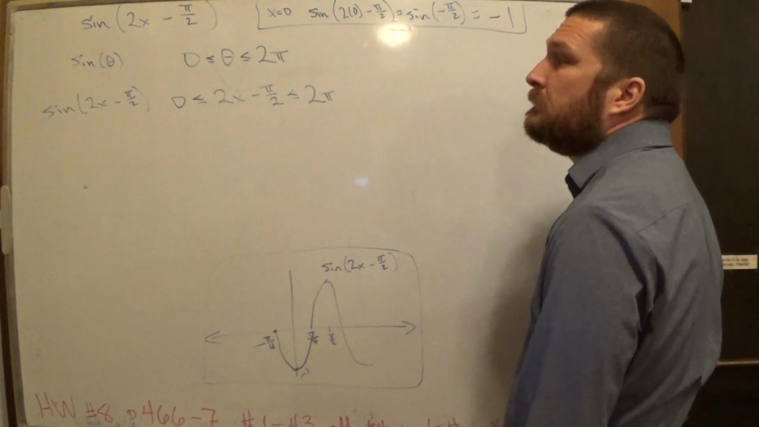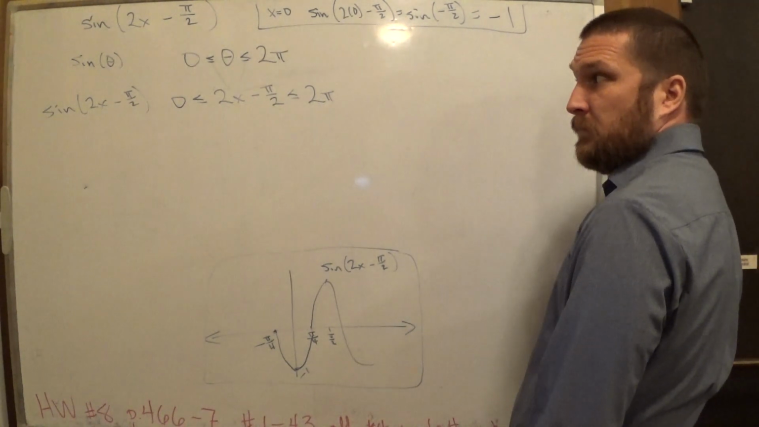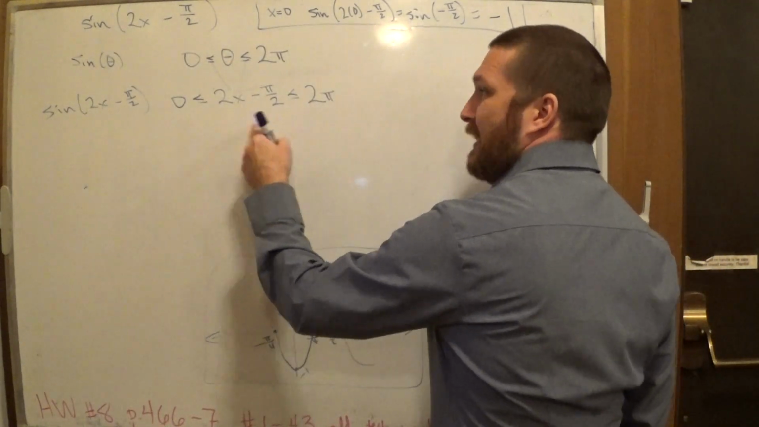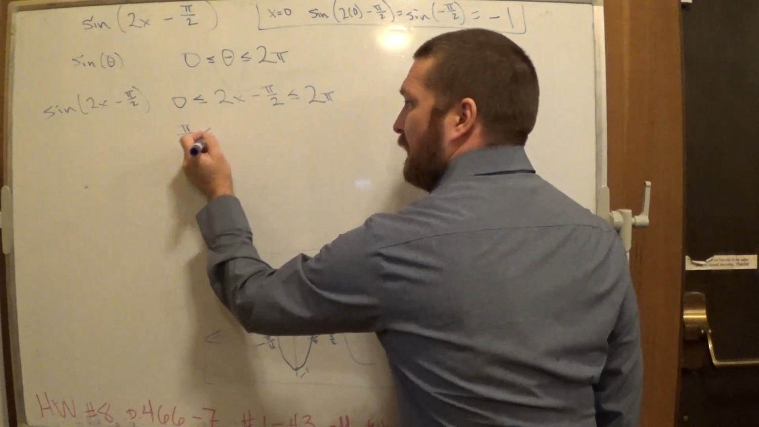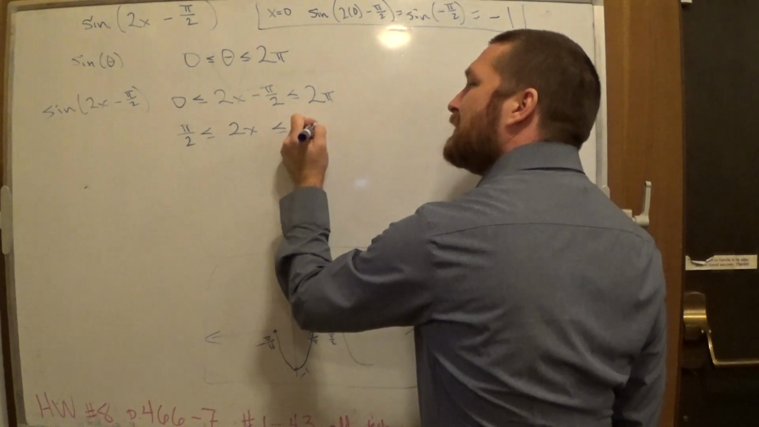They're in the middle. We need to subtract minus pi over 2. How about the three? Oh, it adds pi over 2. Let's add pi over 2 to everybody here. So we get plus pi over 2 on this side, less than or equal to 2x, because this is the same kind of thing we want to set up here.